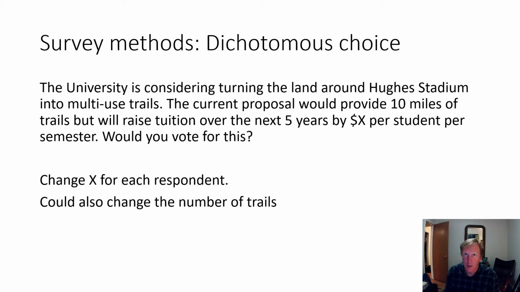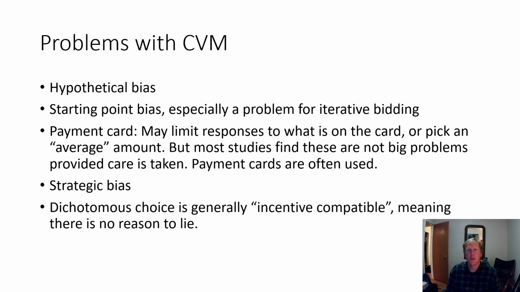So you don't ask them 20 different values or 5 different values. You just ask them one value, and then you move on to the next person. So under dichotomous choice, you can look at the different parts of the question. You can change the monetary value, or you can keep the monetary value the same and change the miles of trails. This is dichotomous choice, and it's by far the most common one used today. And you can vary those questions by a good bit.